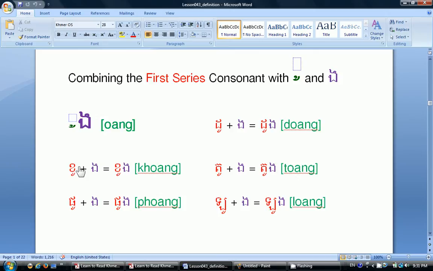Ko, ko, ko ngo, kong. To, to, to ngo, tong. Po, po, po ngo, pong. Lo, lo, lo ngo, long.